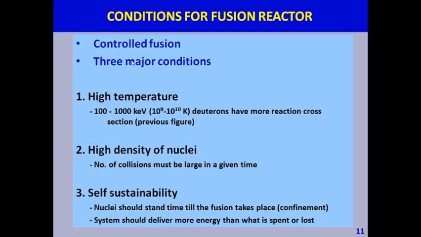So what are the things in a fusion reactor? It is a controlled fusion. You have to have some sort of control methods applied to decide its output and its rate, etc. And you require 3 major conditions to be satisfied to build a fusion reactor. So what are those 3 conditions? We have already discussed these conditions. The first condition is high temperature, because fusion is thermonuclear in nature. So you require high temperature.